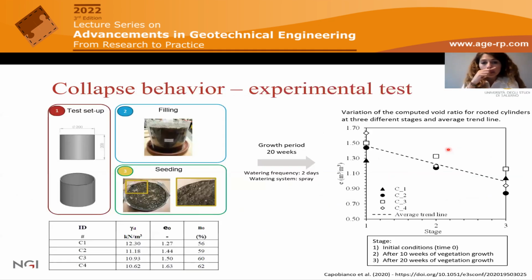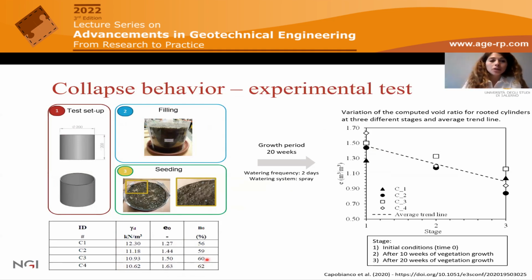And here is an example of the effect of roots on the collapsibility behavior of this pyroclastic loose soil, which has shown a collapsible behavior upon wetting. The experimental setup consists of 4 cylinders filled, with the moist tamping method, with pyroclastic soils at 4 different initial porosities.